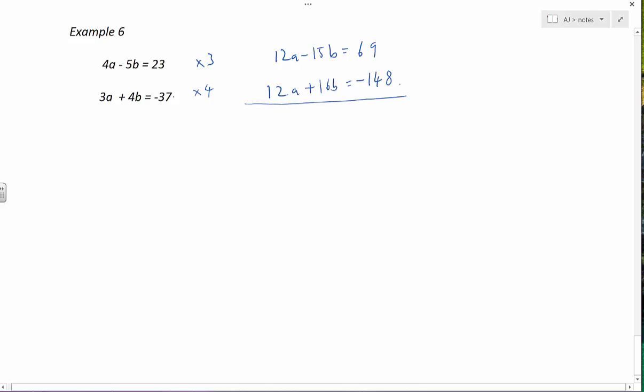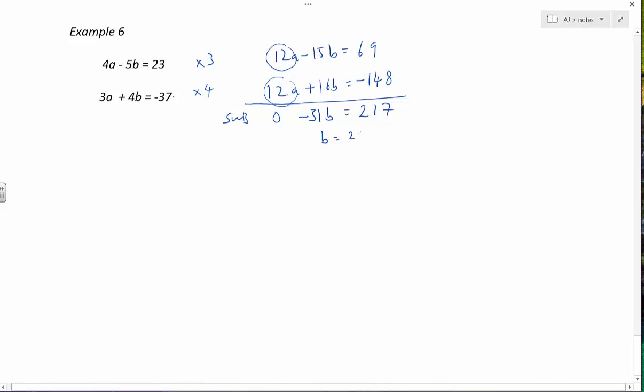So in this expression we have 12a and 12a. It's got nothing to do with the minus 15b and the plus 16b. 12a and 12a, same sign, subtract. So if we subtract these, the 12a take away 12a disappears. Minus 15 subtract 16 is minus 31b. 69 subtract minus 148 is the same as add 148. So that's 70 plus 147, so that's 217. So minus 31b is 217.